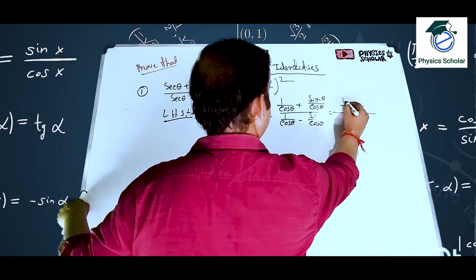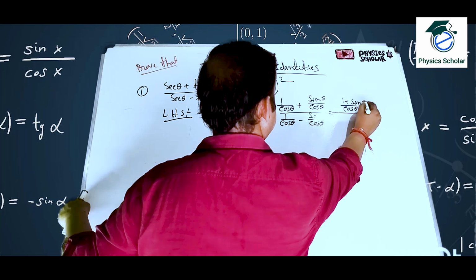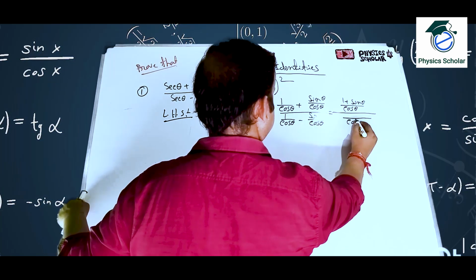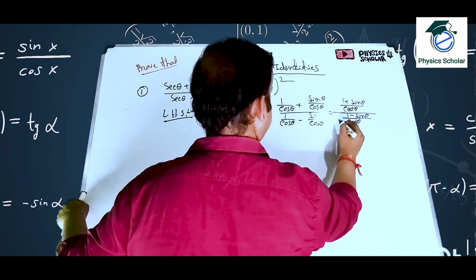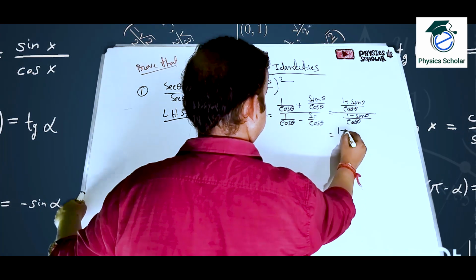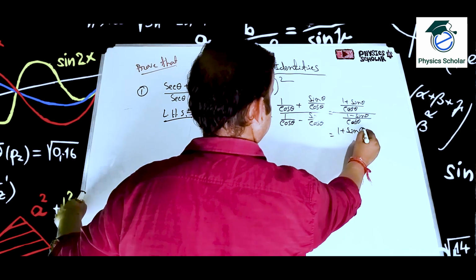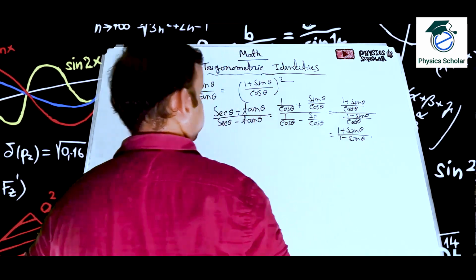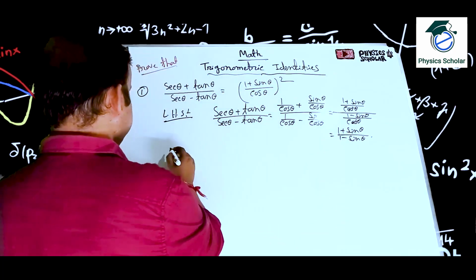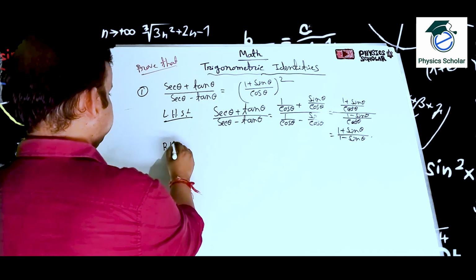Then in the numerator we get 1 plus sin theta, and in the denominator also cos theta will be the LCM, so we get 1 minus sin theta. Clear? The cos theta will be cancelled. So what is there? 1 plus sin theta whole divided by 1 minus sin theta. Clear? So this is our left hand side. Now let us write the right hand side.